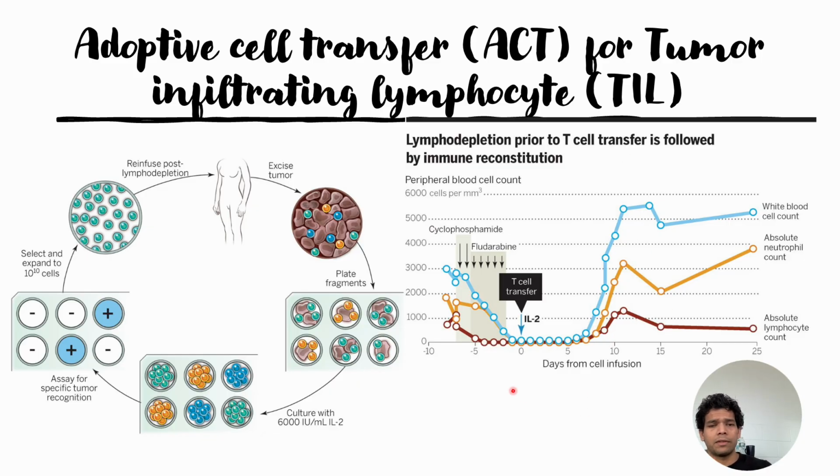Here they first do the lymphodepletion using two reagents: cyclophosphamide at around -7 to -5 days, that is for 2 days, and thereafter fludarabine for 5 days. After that they are able to see low amounts of white blood cells, neutrophil counts and lymphocyte counts.